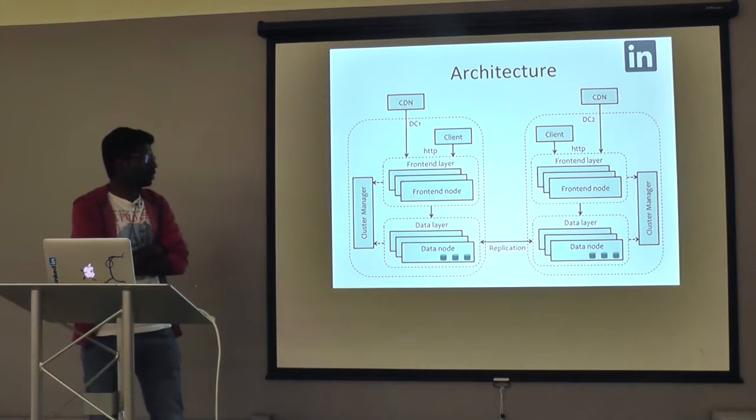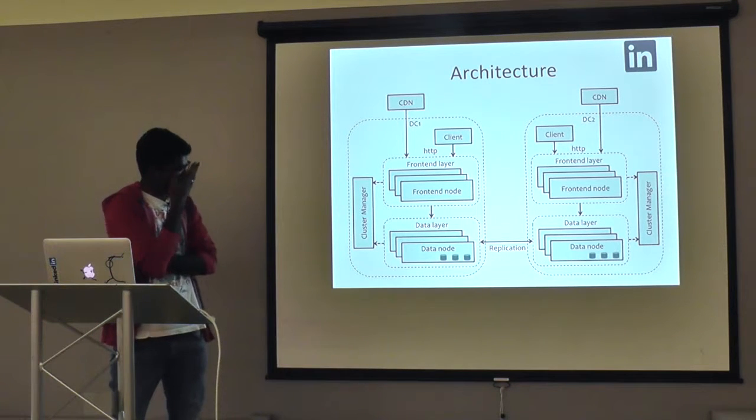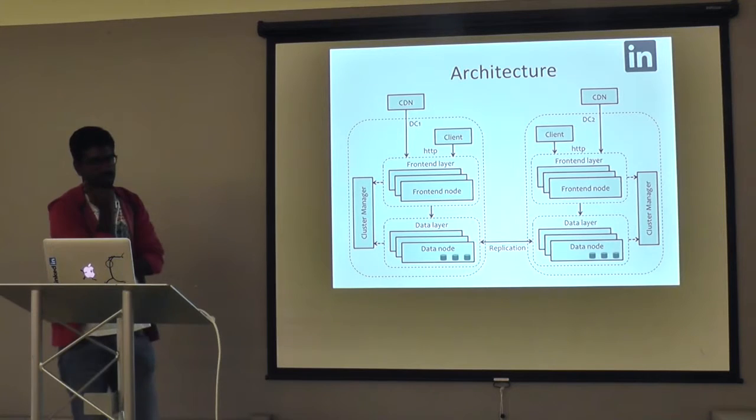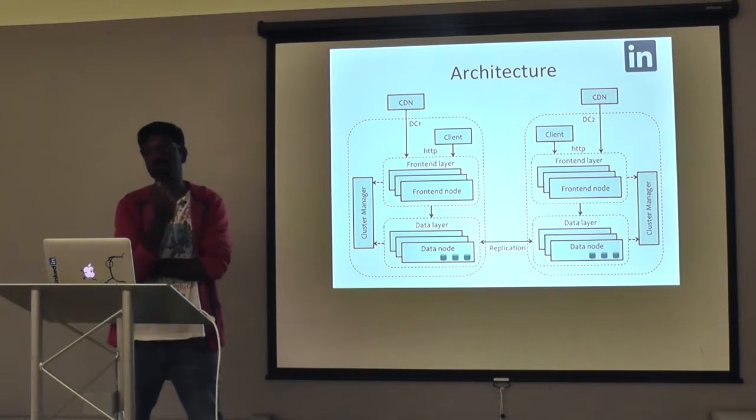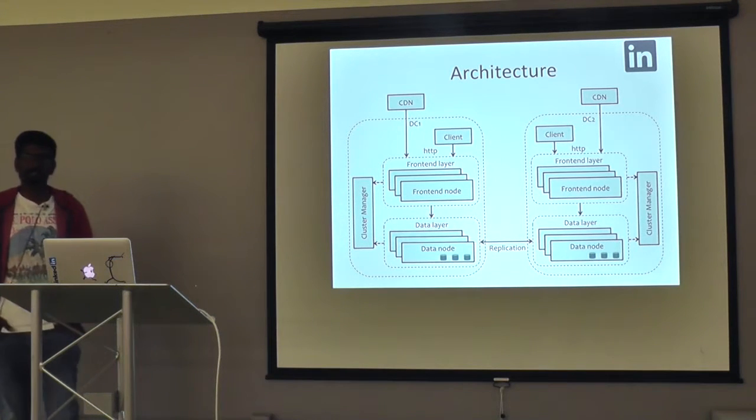Front end, I will go over some more points about front end in the next slide. And then we have a cluster map. Cluster map is used to state, which stores the actual state of the cluster at any point in time. And then the last you have the data layer. Data layer is where the actual data is stored and retrieved.